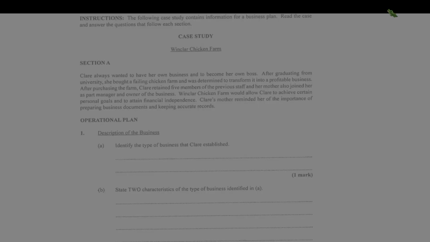First, the instructions. The following case study contains information for our business plan. Read the case and answer the questions that follow each section. So we have a case study on Winkler Chicken Farm.